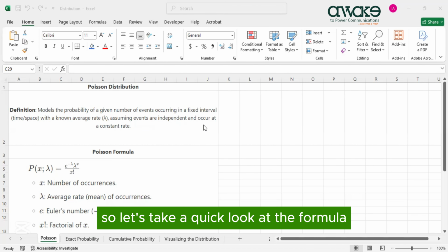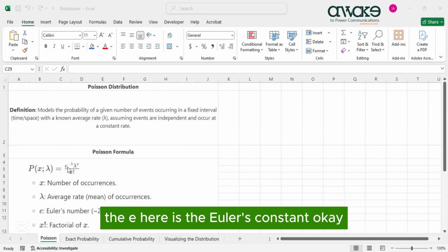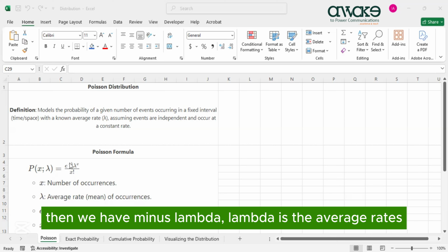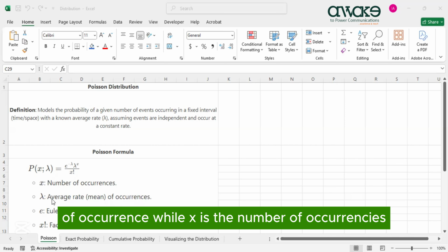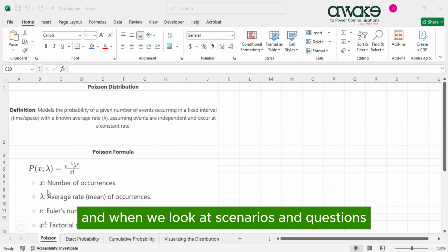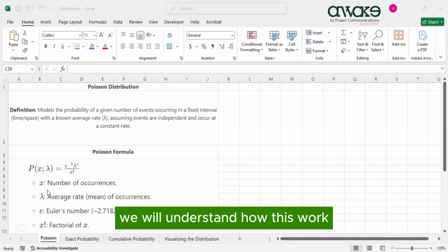So let's take a quick look at the formula. The e here is Euler's constant, okay? Then we have minus lambda. Lambda is the average rate of occurrence, while x is the number of occurrences. And when we look at scenarios and questions, we will understand how this works. We are dividing that by x factorial.